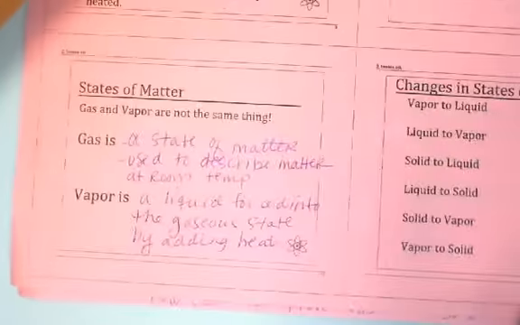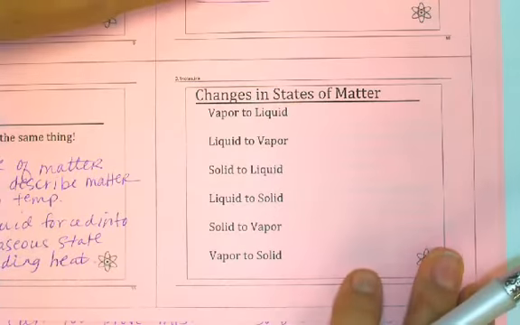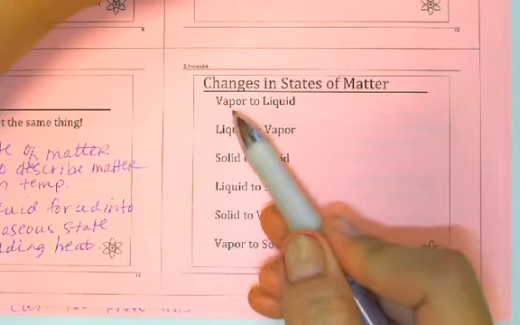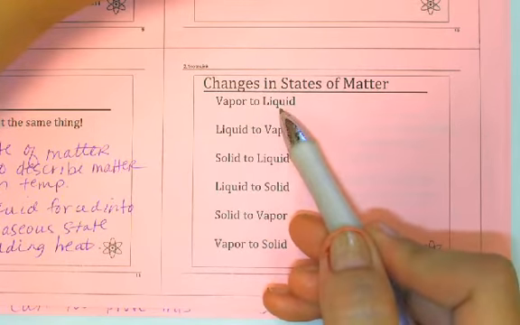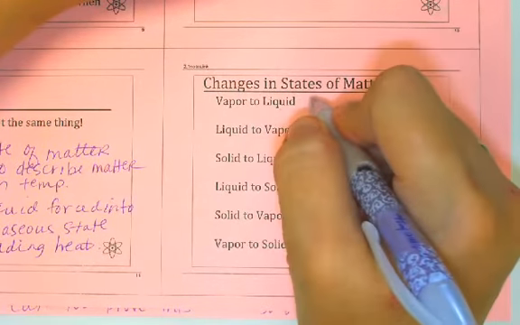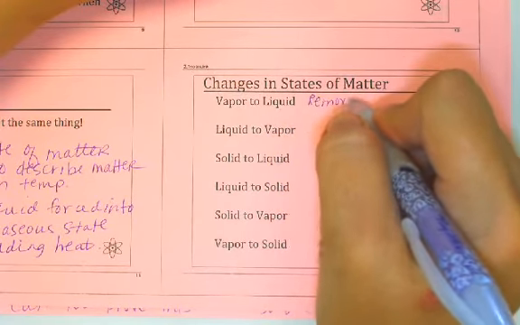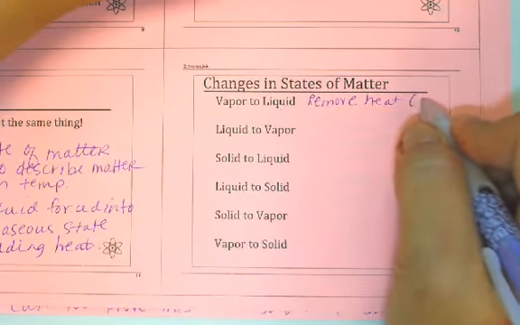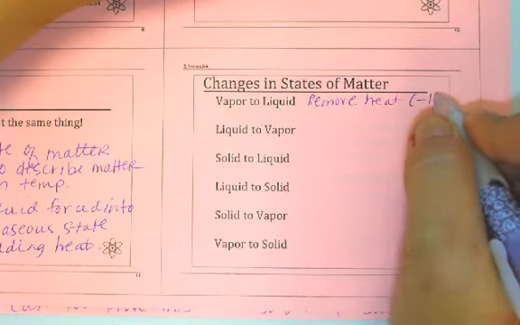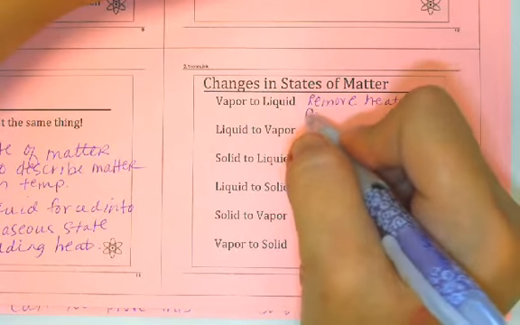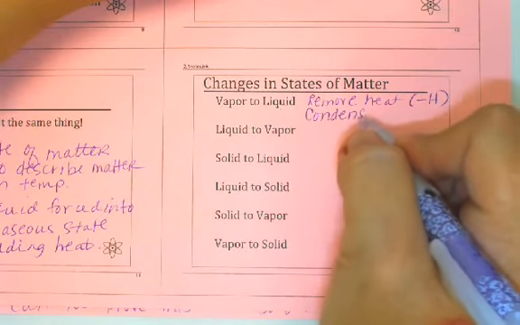All right, and so then some changes in matter that we should be aware of are these over here. Some of these you've heard of. I want to describe how you work heat into that as well. So if I took a vapor and changed it into a liquid, that means I'm cooling it down. So in order to get a vapor into a liquid, you have to remove heat, which we're going to say minus H. That is called condensation.